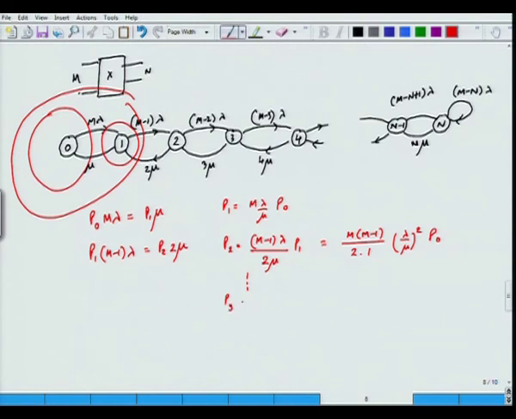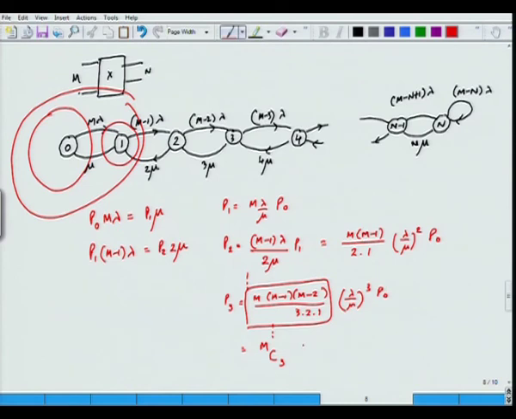So, P3 similarly will be m into m minus 1 into m minus 2 by 3 into 2 into 1, lambda by mu cubed P0, and of course, you can clearly observe this is the combinatorial mC3, lambda by mu to the power 3 P0, and in general I will have Pn is equal to mCn, n has to be smaller than m, lambda by mu raised to the power n P0.